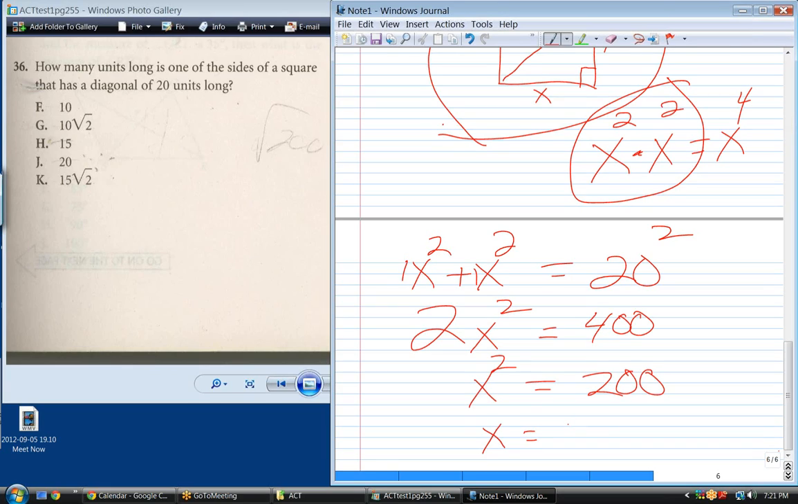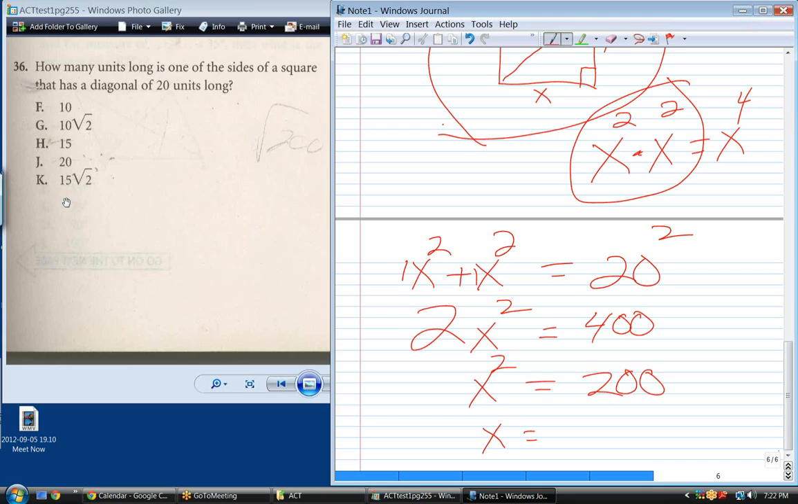x is equal to 14.14213. Notice that that's not an answer on there. In other words, that calculator is going to help you sometimes, but it's really going to hurt you sometimes also. I guess you could take that answer and figure out which of these is equal to that number. It's not a bad way to go.